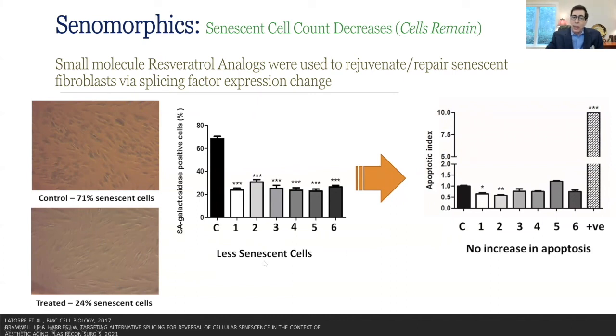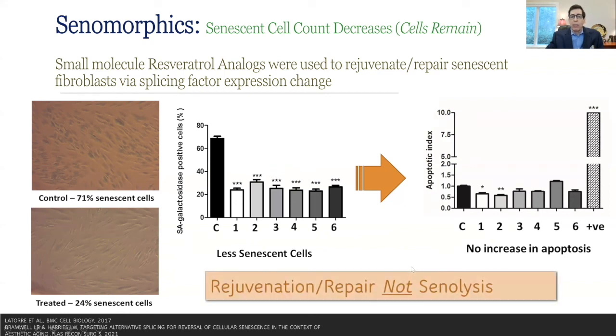Fewer senescent cells, but no increase in apoptosis. That's important. That helps confirm that the cells are not leaving. So these splicing factor changes appear to cause true rejuvenation or repair and not senolysis and cell death. So another promising area for us.